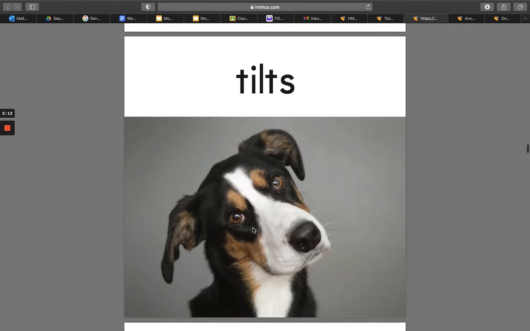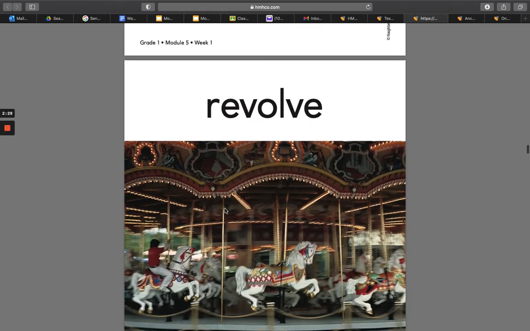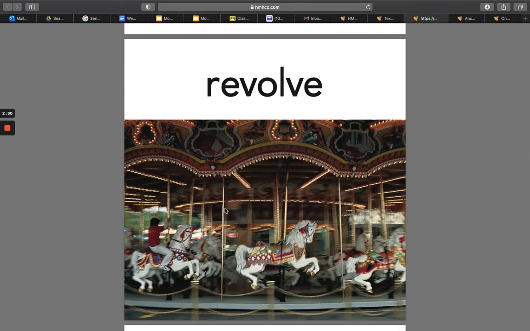Tilts. I want you to say tilts. If something tilts, it has one part that is higher than the other. So in our picture, our dog here is tilting its head. This part of its head is higher than this part of the head. And then we have the word revolve. Say revolve. When things revolve, they go in a circle around something else. So this merry-go-round, this carousel thing, is revolving. It's going around and around.